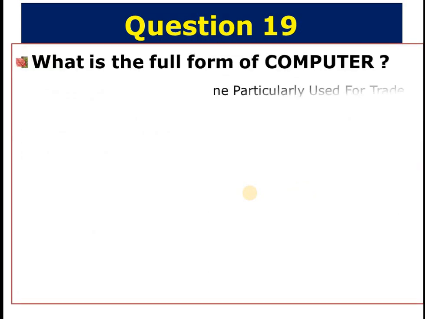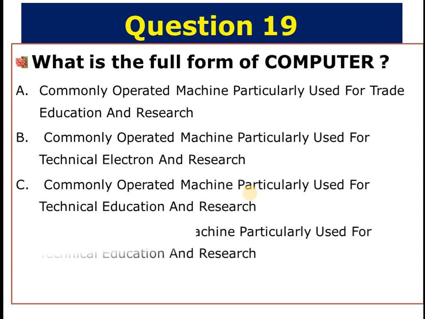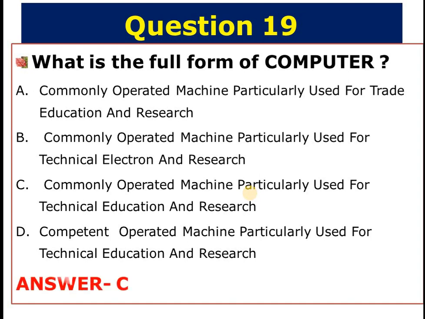Question number 19. What is the full form of computer? A. Commonly operated machine particularly used for trade, education and research. B. Commonly operated machine particularly used for technical, electron and research. C. Commonly operated machine particularly used for technical, education and research. D. Competent operated machine particularly used for technical, education and research. Choice C is the answer.